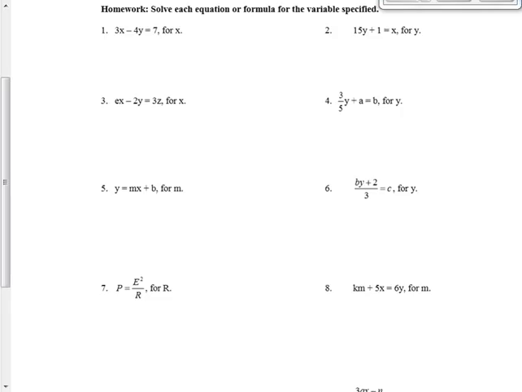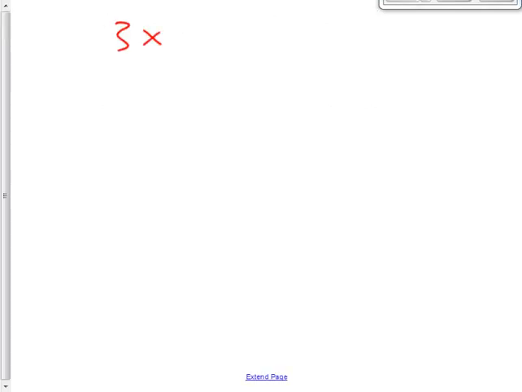We're looking to solve this for x. So I've got 3x minus 4y equals 7. I'm just going to put this on a separate sheet of paper here. You should have enough space to do this on your sheet though. I want to solve this for x. So the things that I need to get rid of, I need to get rid of the 3 and I need to get rid of the minus 4y. The x has to get by itself.